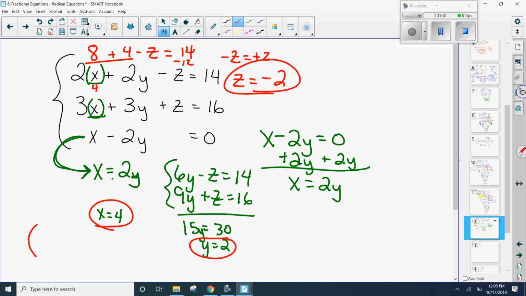So you look at this. X is 4. It should make every single equation true. 4 minus 2 times y, which is 2, does equal 0. You look at the second equation. It's going to be 3 times 4, which is 12, plus 3 times y, which is 2. There's 6. That's 18. Now, 3 times x is 4.